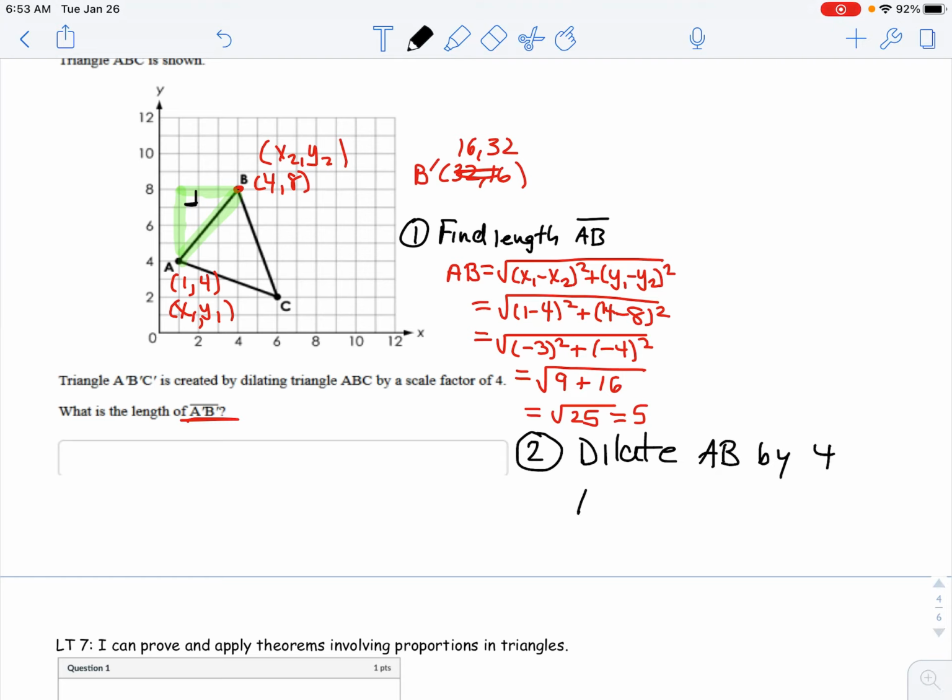by 4. So then I can just say, well, AB or A prime B prime equals 4 times AB, which is just going to be 4 times 5, which is 20. Check.